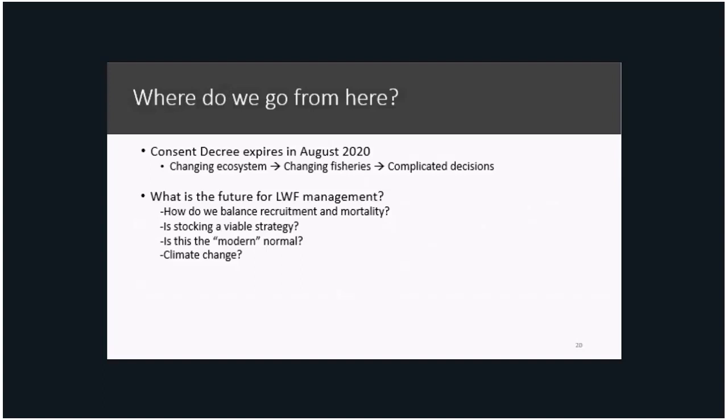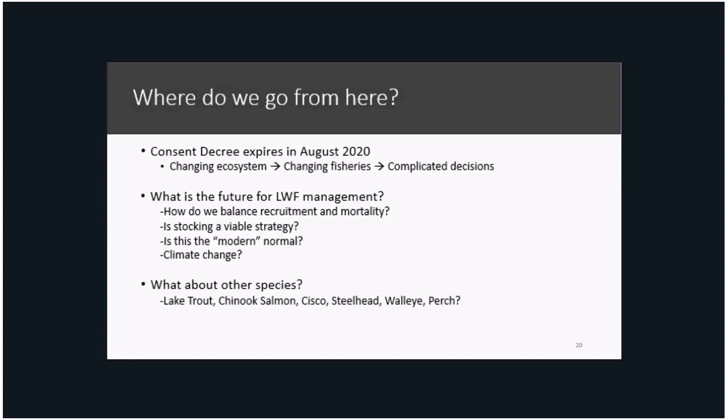We are coming off a period in the late 90s in the lower lakes of record yields and record recruitment. So do we perhaps need to just adjust our fisheries and our expectations accordingly? And of course, what impact does climate change have? What role has it played so far, and what role will it play into the future?